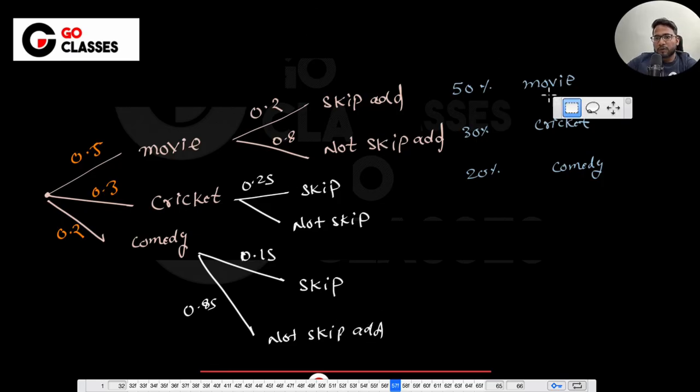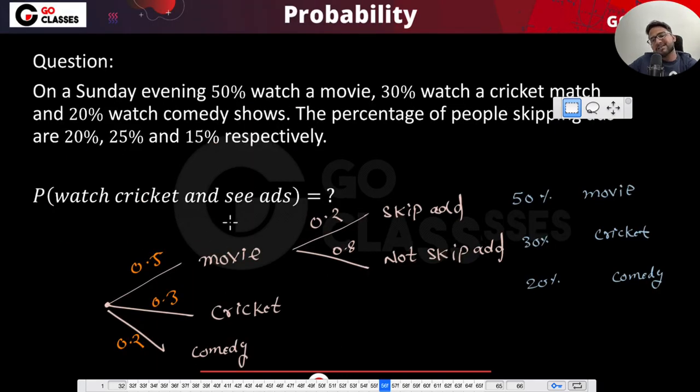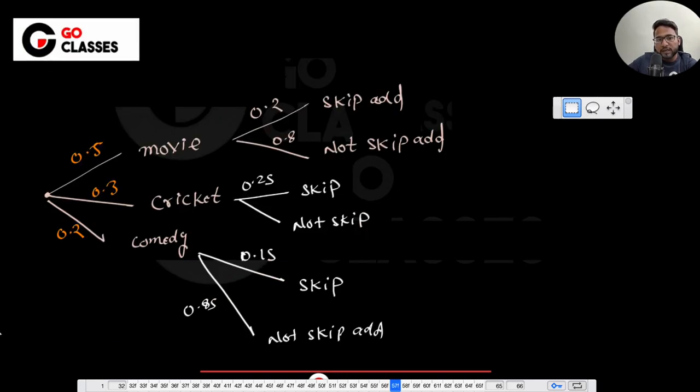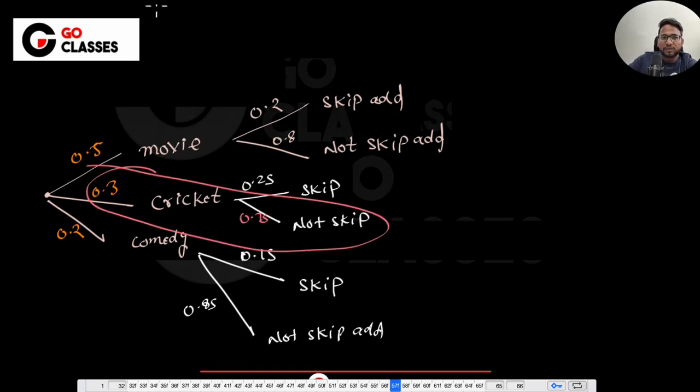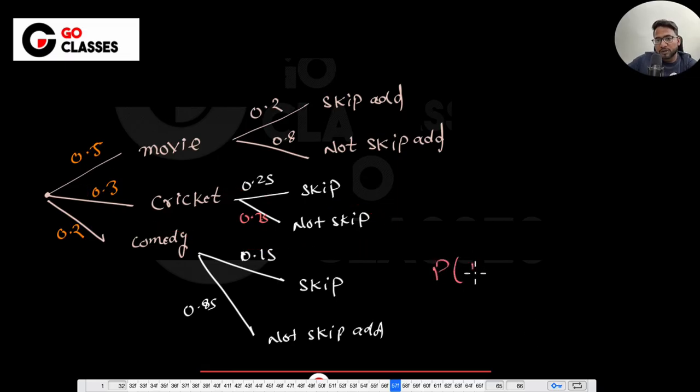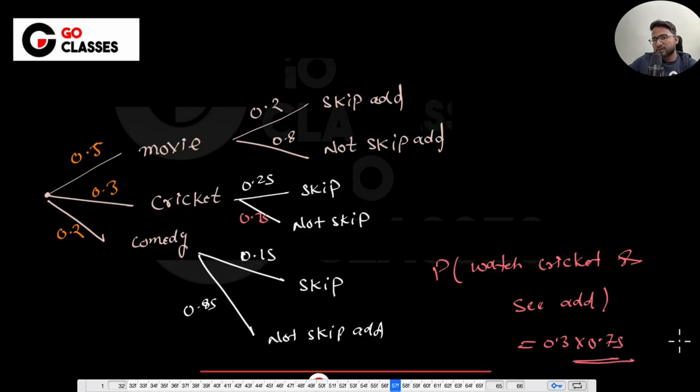Now let's answer whatever they've asked us. What they've asked is basically the probability of watching cricket and seeing the ad, right? They are asking for the intersection probability, which means the node probability. Watching cricket and seeing the ad, seeing the ad meaning not skip ad, right? So this is 0.75. You can just multiply both of these. The probability of watching cricket and seeing the ad is actually 0.3 into 0.75. That's all. That's how easily you can answer this question.